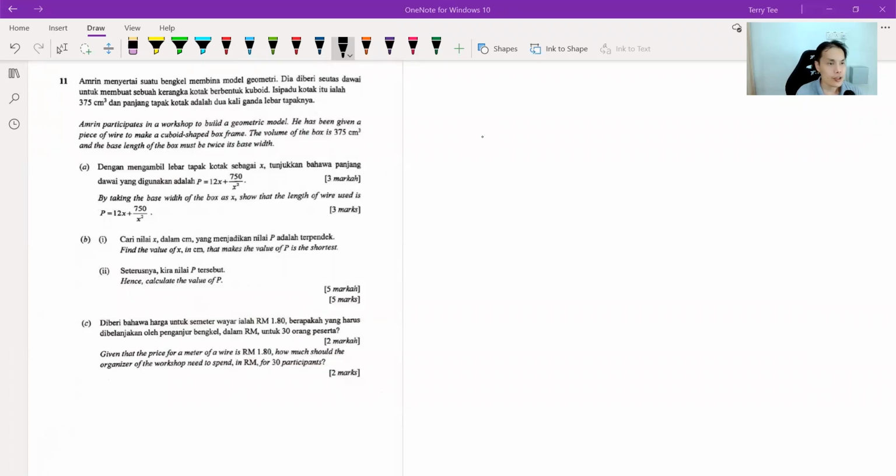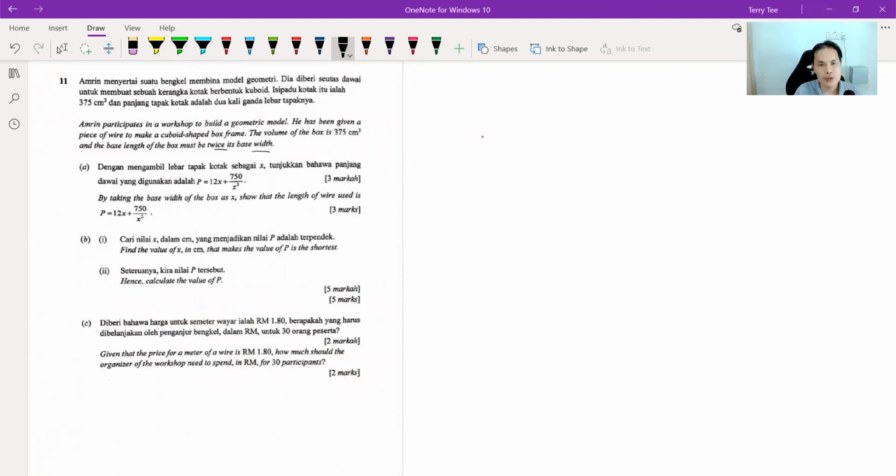Okay, so let's move on to question number 11. So here Amrin participates in a workshop to build a geometric model. He has been given a piece of wire to make a cuboid-shaped box frame. So the volume of the box is 375 cm cubed, and the base length of the box must be twice the base width. Okay, so picture this.